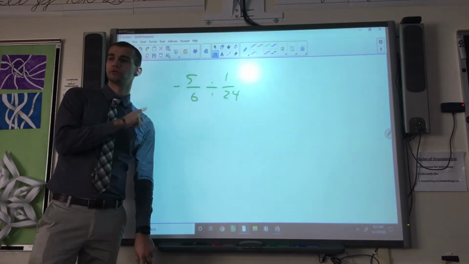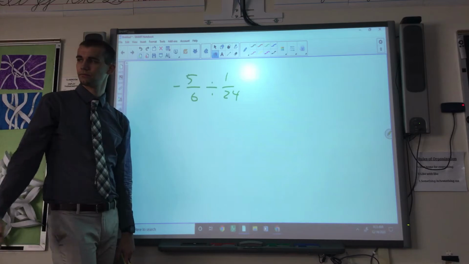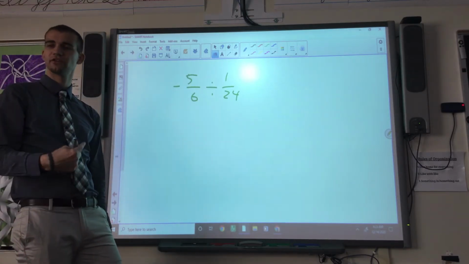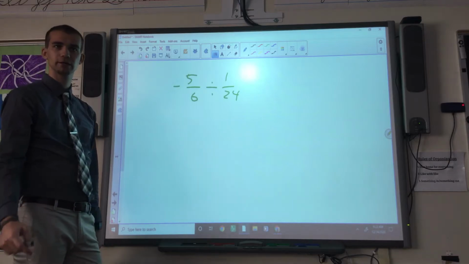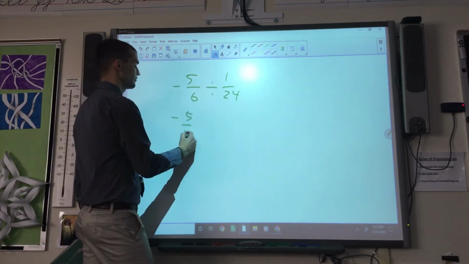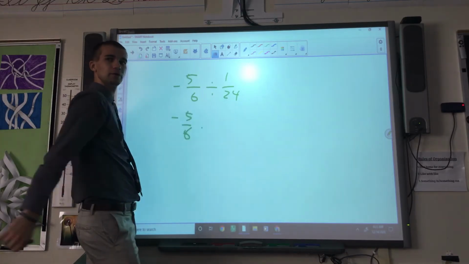Anyone remember, what do you do when you're dividing fractions? Instead of dividing by a fraction, you multiply by the reciprocal. So negative 5/6, instead of dividing, multiplying by, what's the reciprocal of 1/24?